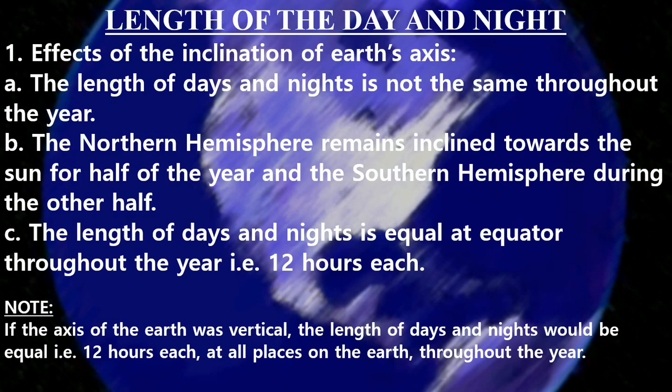And there's one more thing. What would happen if the axis of the earth was vertical? The length of days and nights would be equal throughout the year. Right now the axis of the earth is not vertical, it's inclined. That is why we have a difference between the length of days and nights. If it were vertical, we would have equal length of days as well as nights, that is 12 hours each.